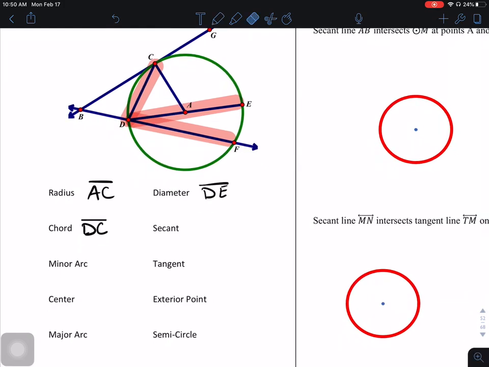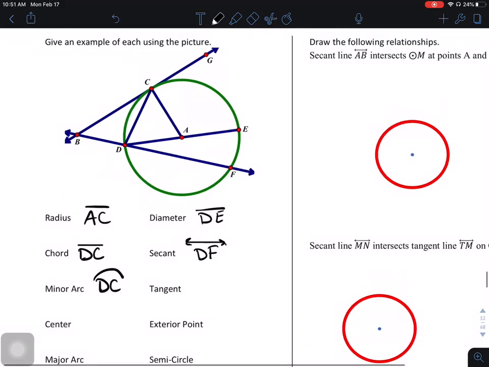Secant line is a line that intersects the circle in 2 locations, such as line DF. A minor arc. That's an arc that's less than half the circle. Arc DC is a minor arc.